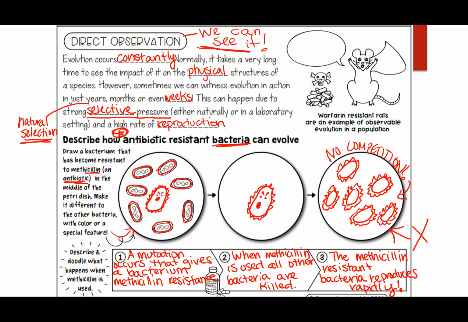So when your antibiotic stops working, that's probably because you have resistant bacteria in there and they have to find a different medication in order to get it. All right. So there you go. This little bubble up here is not necessary, but this right here is another example of resistant populations. You can write whatever you like in here. All right.